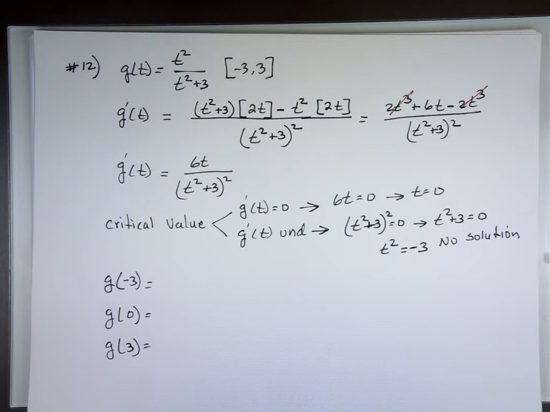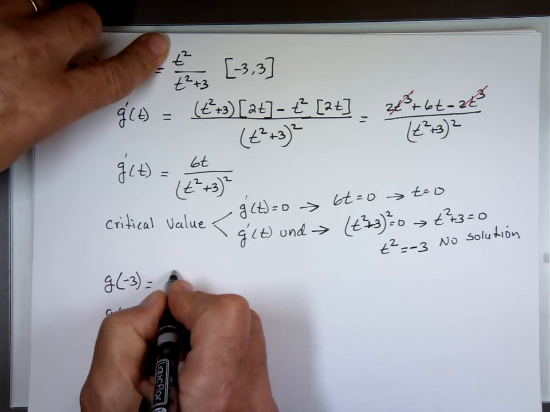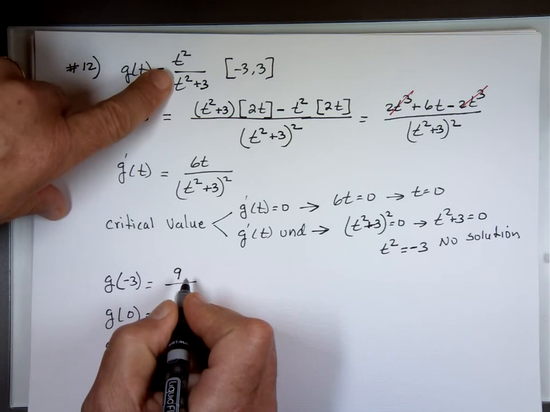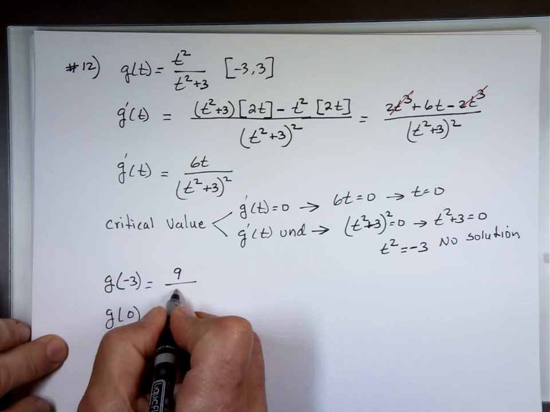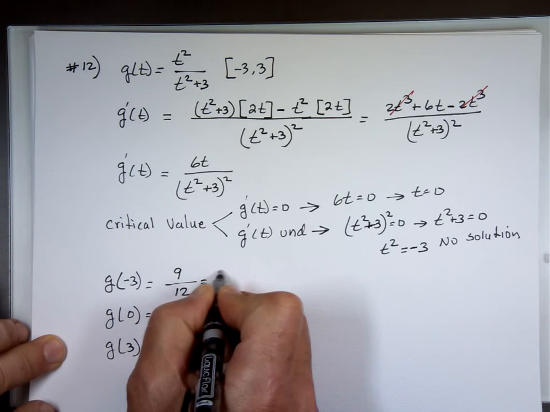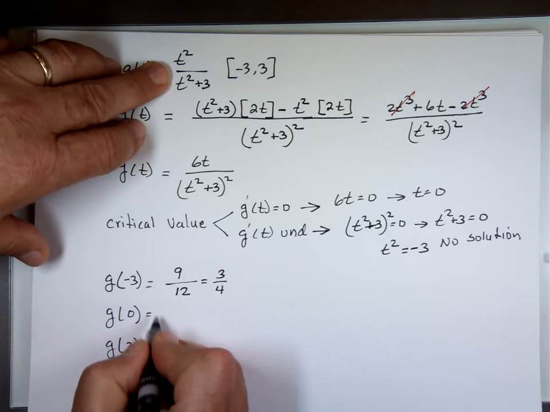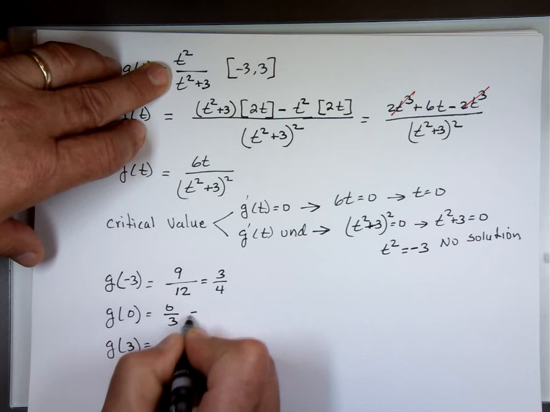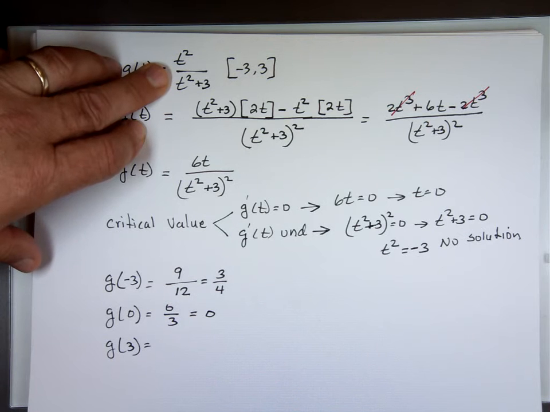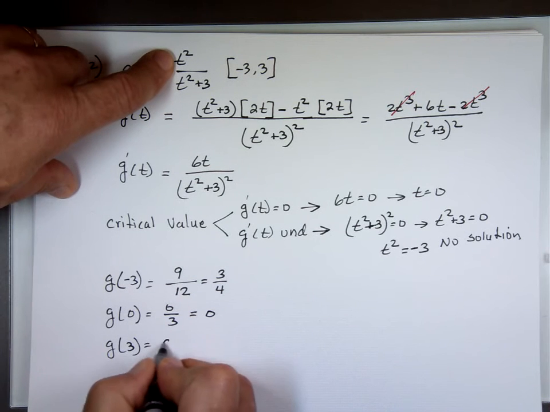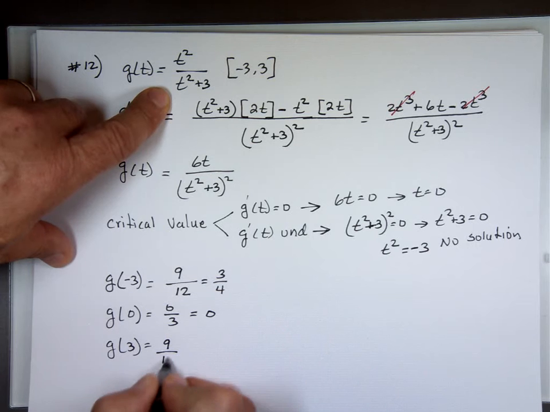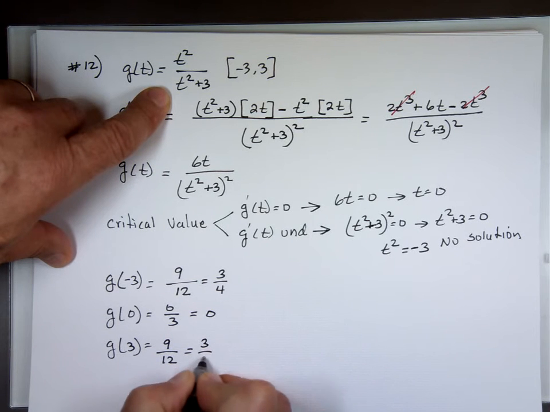Let's try the minus 3. Plug in, what's minus 3 squared? 9 over 9 plus 3, which is what? 12. Is that 3 over 4? The 0, 0 over 3, which is what? 0. The 3, 9 over 12, which is what? 3 over 4. So these two are absolute max.